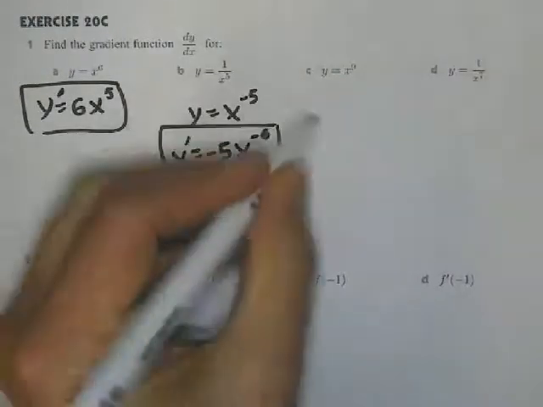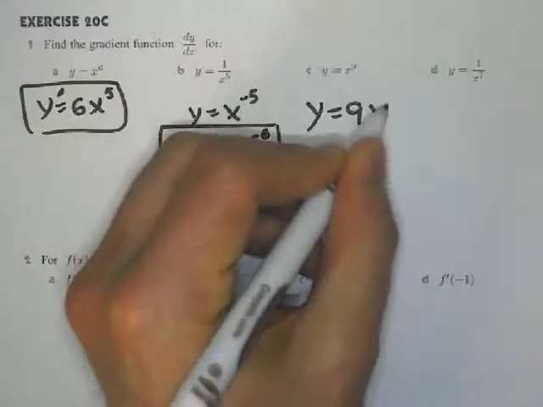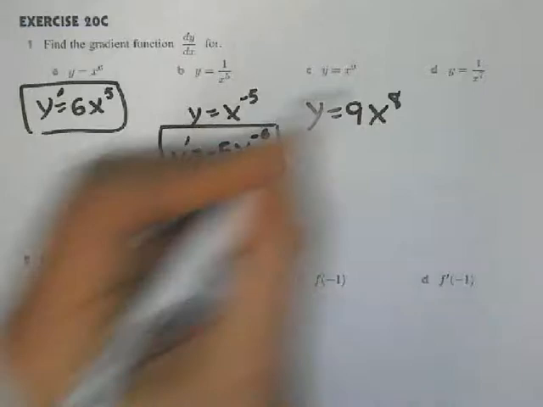Okay, next one. Y equals the 9 comes to the front. Power decreases by 1. We end up with the power of 8. Okay.